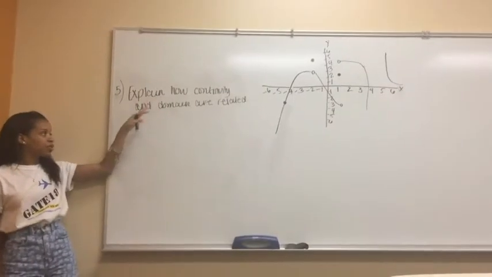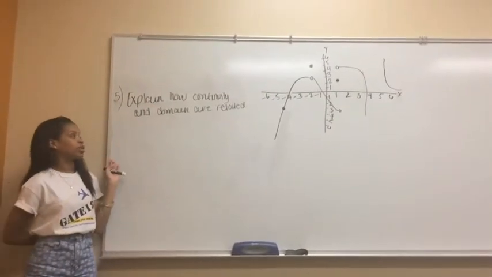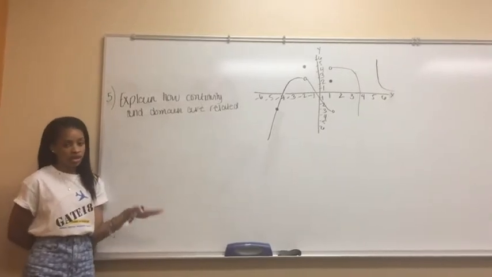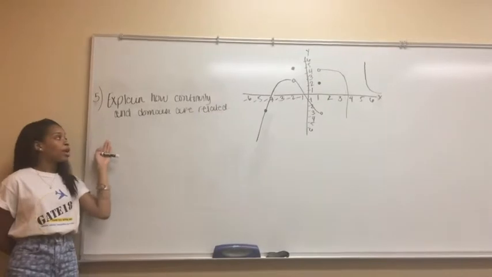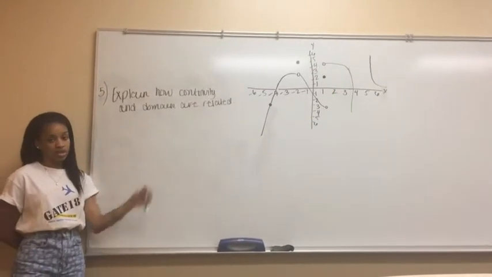Number 5 is to explain how continuity and domain are related. Continuity and domain are related because if you are not given an interval or boundary points, your domain will show you where your function is continuous.